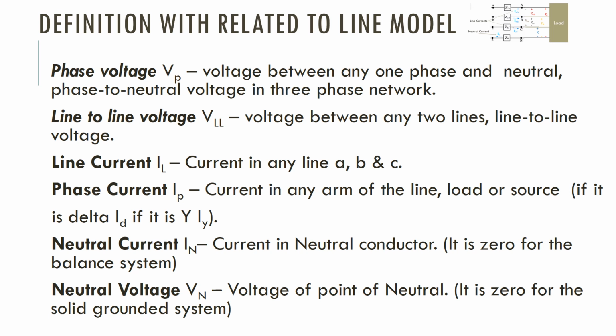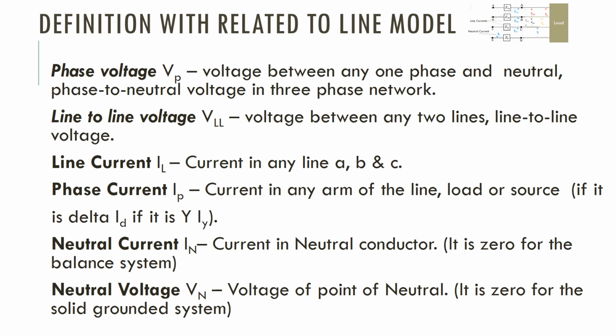Then IL means line current in any line A, B, C. Then phase current is the current in any arm of the load or source. That means it could be connected in delta or star, right? If it is delta, we denote the phase current by I delta. If it is star, we denote the phase current by I star, right?